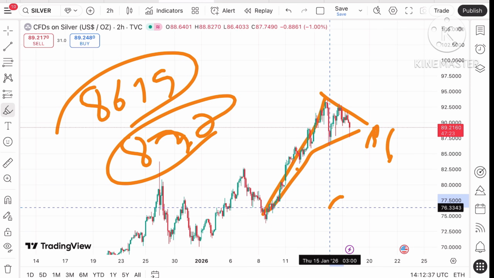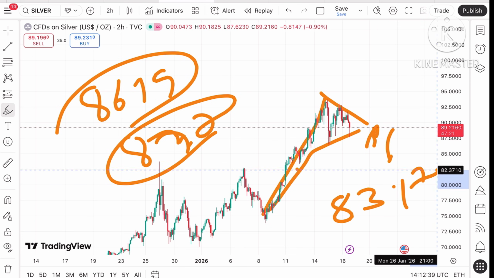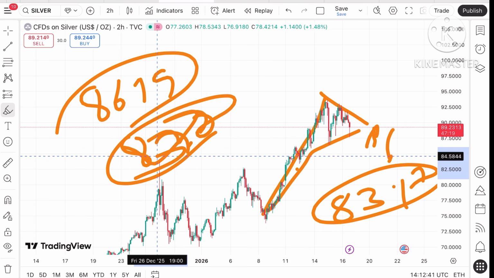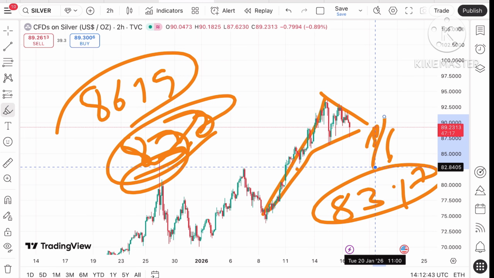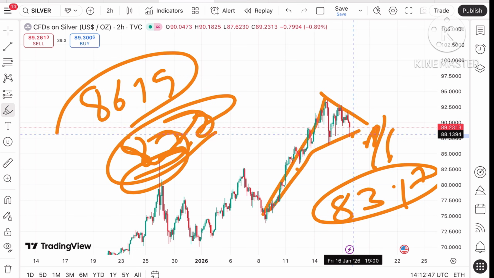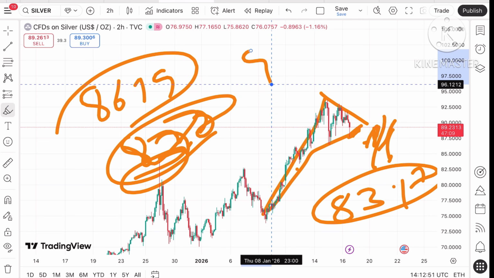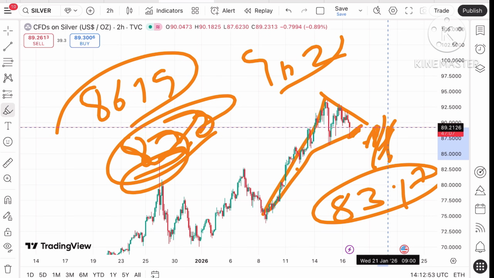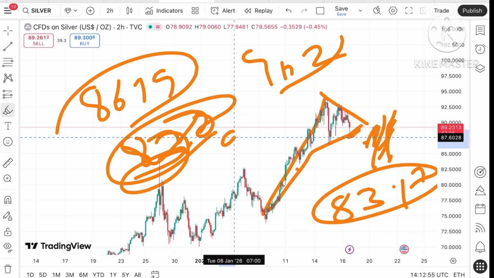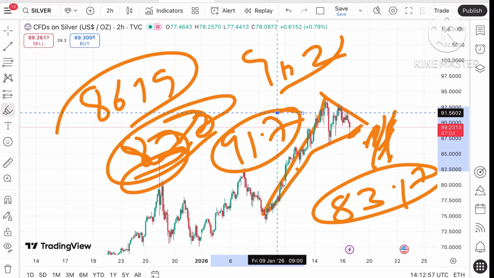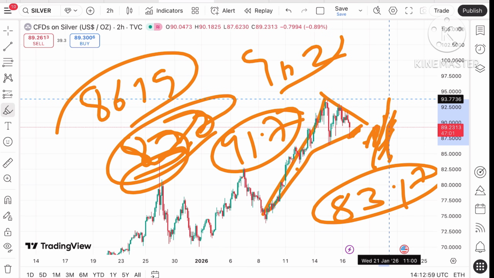So remember that there is a probability of going towards 83.17. From there a bounce back can be seen, but if the price doesn't bounce back, it can move further down towards 82.8. But if the price bounces back from this particular level, chances are high it can move towards a level of 90.2, and if the price moves above this level, the probability of going towards 91.76 is there. And if that sustains, a further high can be seen and it can make a new high.